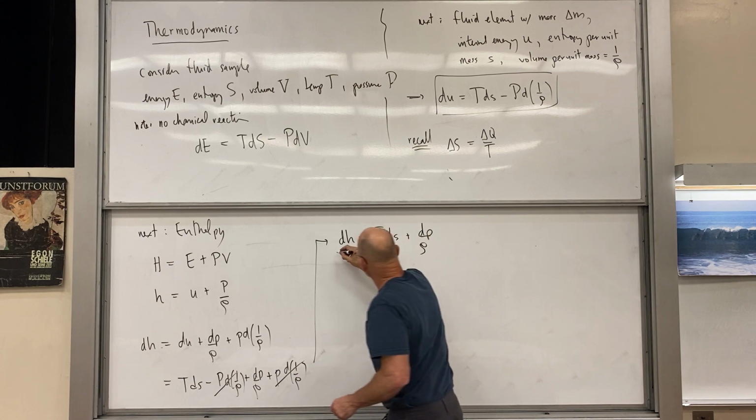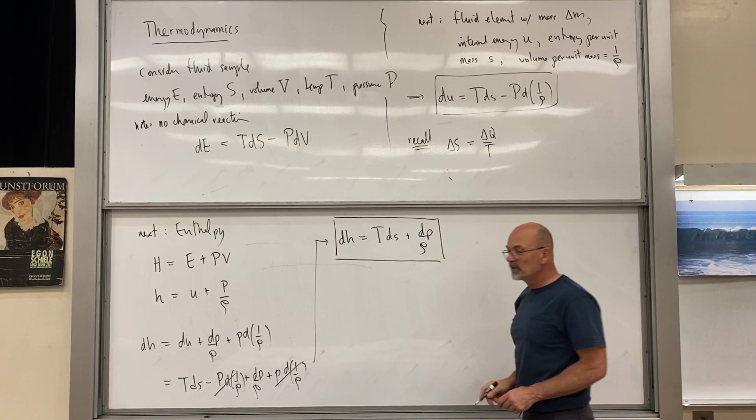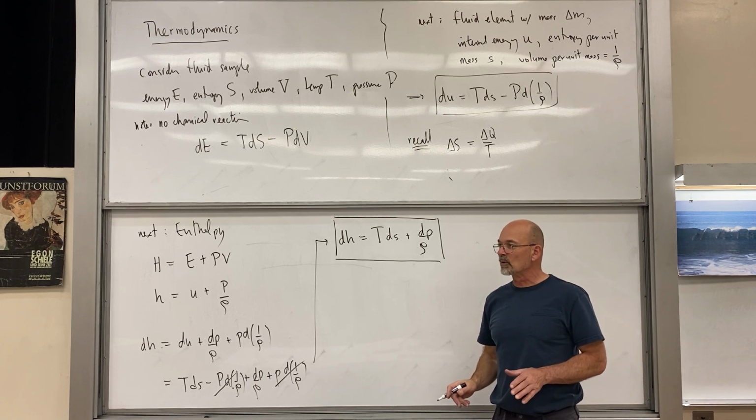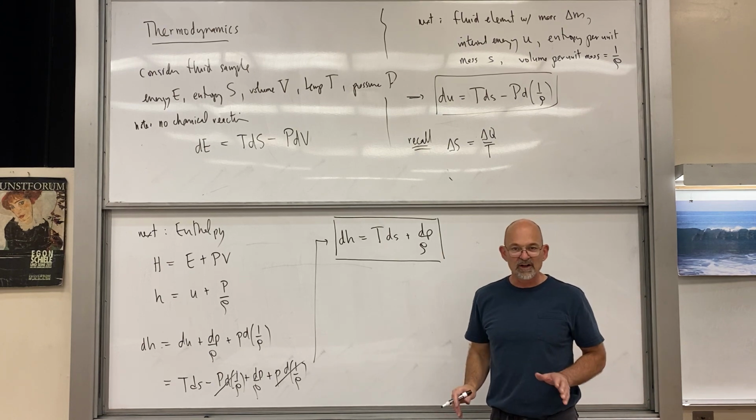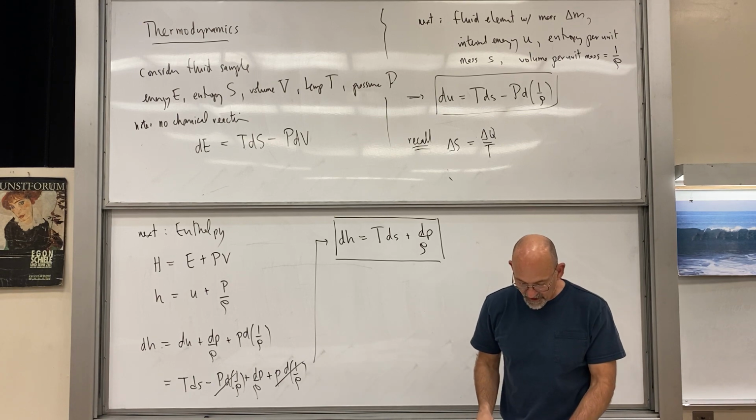So this here we can now use to transform our Euler equation into a more convenient form. Okay, and I think that's what we'll end with here.